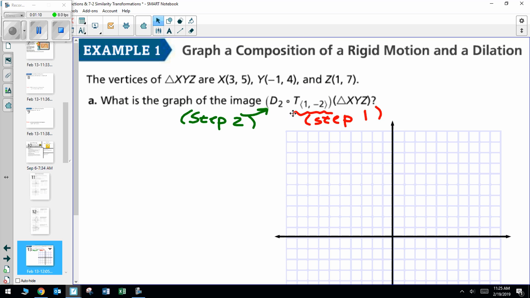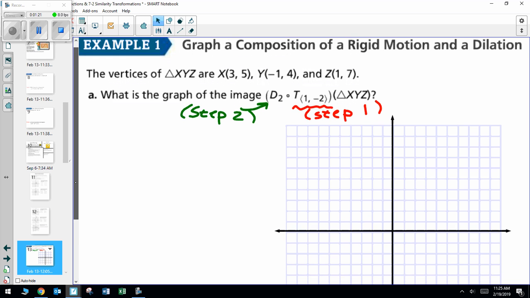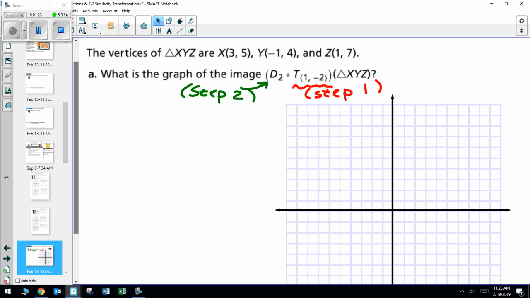So there's two ways you could do it. You can do it graphically, or you can do it algebraically and then just transfer it onto the graph. So if I want to start this, doing it graphically, I'm going to plot the points x, y, and z. So x I have at coordinate 3, 5. So 3, 1, 2, 3, 4, 5. That's going to be x.